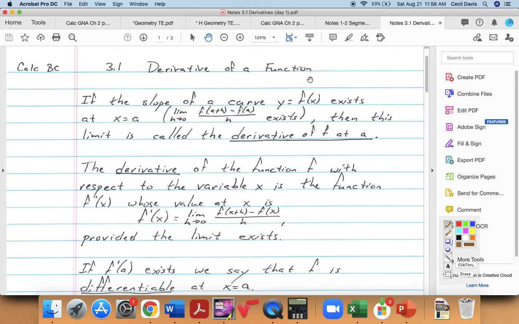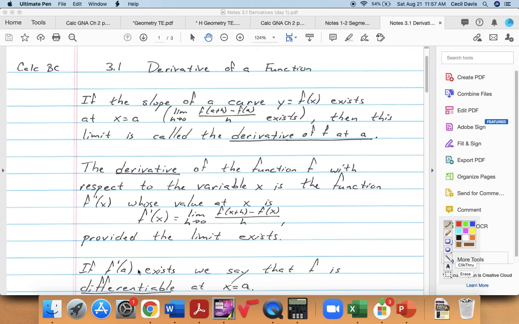So there are several different ways we can write that. We could write that this way as well. The derivative of a function f with respect to the variable x is the function f prime, and notice it's not an apostrophe because it's straight. It's a prime, f prime of x, whose value at x is given by the limit as h approaches 0 of f of x plus h minus f of x over h, provided that that limit exists.